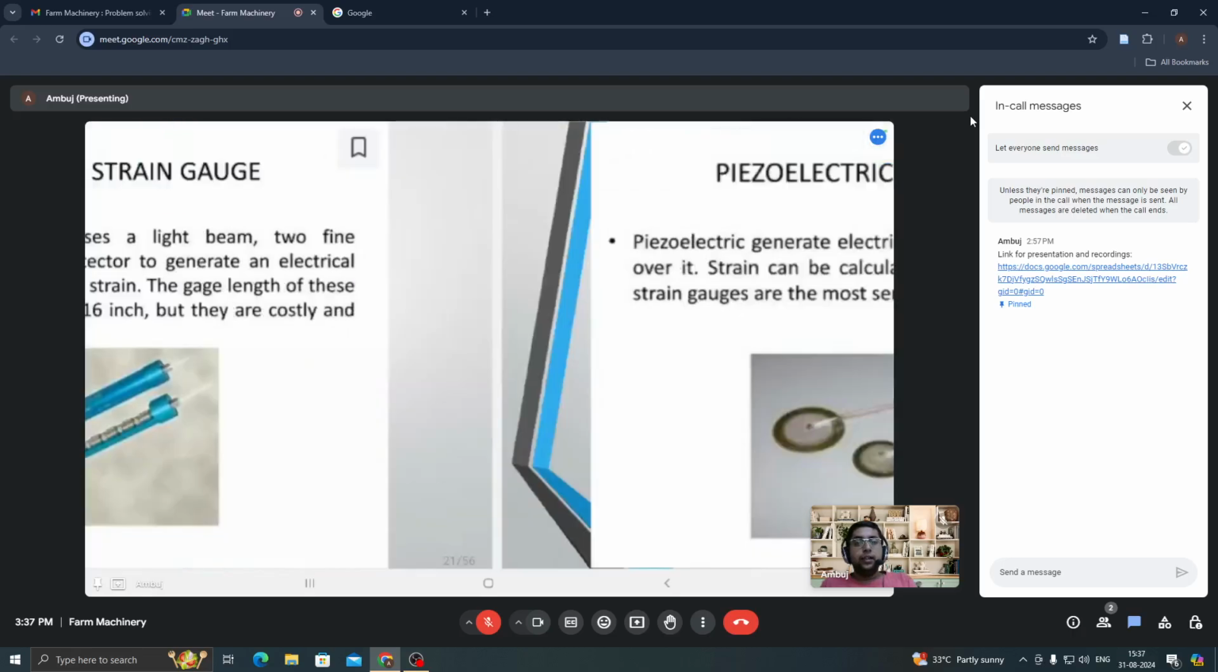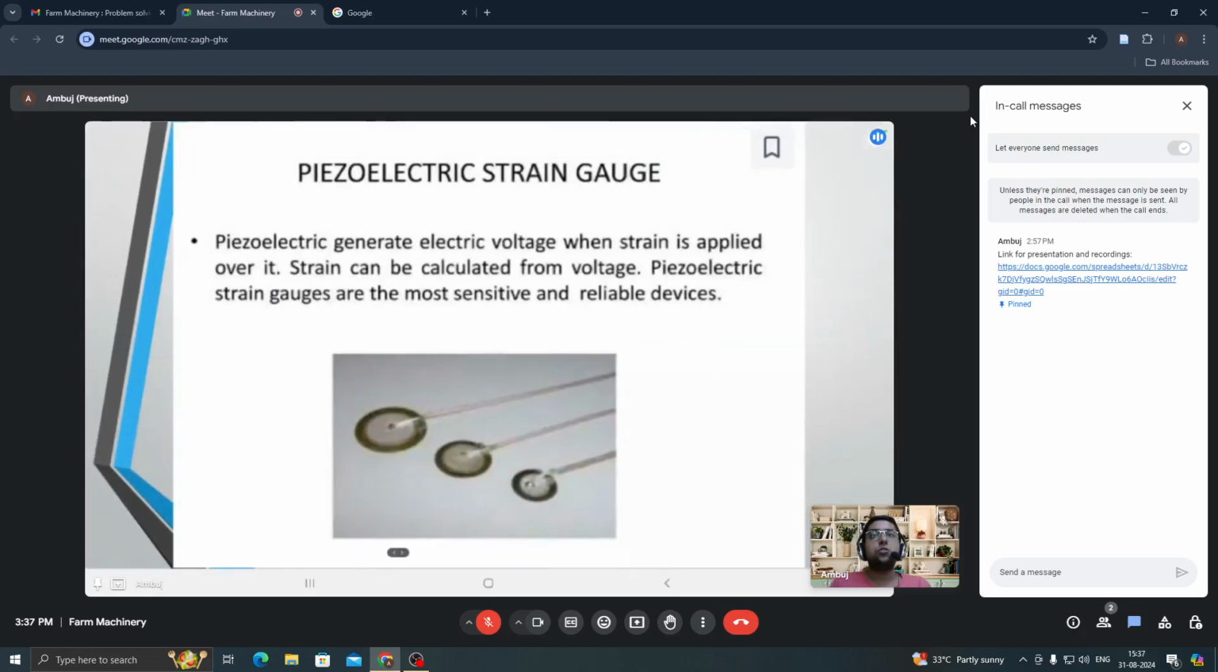Then the piezoelectric strain gauge is there. As you know, piezoelectric sensors can generate electricity when subjected to strain or some pressure. They generate electric voltage when strain is applied over them, and then strain can be calculated from the voltage. Piezoelectric strain gauges are the most sensitive and reliable devices.